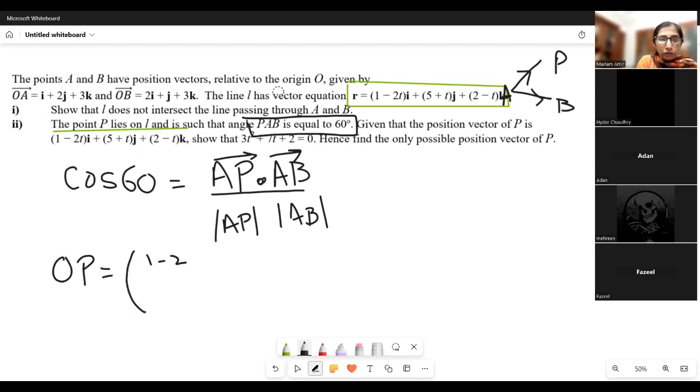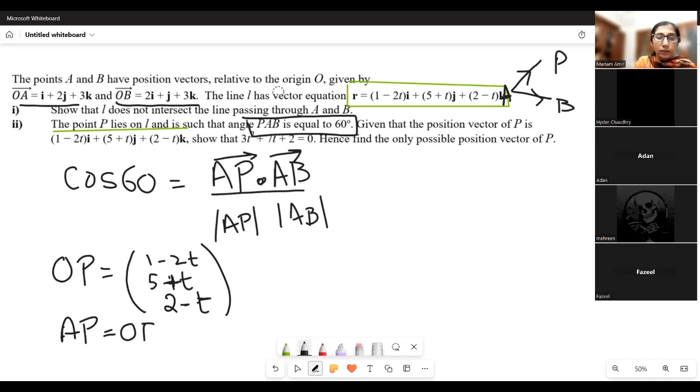1 minus 2t in the i direction, 5 plus t in the j direction, and 2 minus t in the k direction. Okay. Similarly, we know OA and OB as well from here and here. So we'll be able to find PA and AB. We had perhaps found them earlier, but anyway, I've cleared that. So let's find AP first.